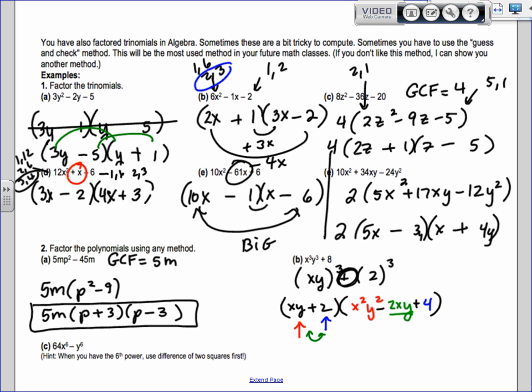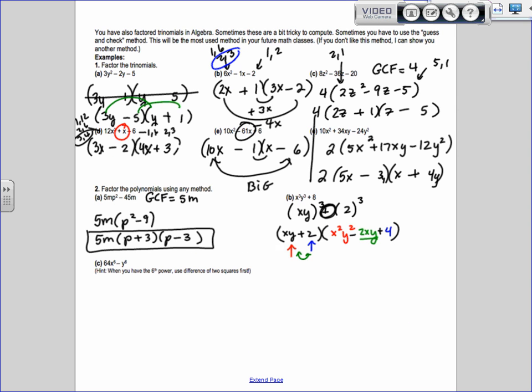Okay, so this next one's a little bit harder. I have 64x to the 6th minus y to the 6th. It says, hint, when you have the 6th power, use the difference of two squares first. Basically, what I mean is that when I look at 64x to the 6th minus y to the 6th, I could have written it 2 different ways. I could have done something squared minus something squared, or I could have done something cubed minus something cubed.